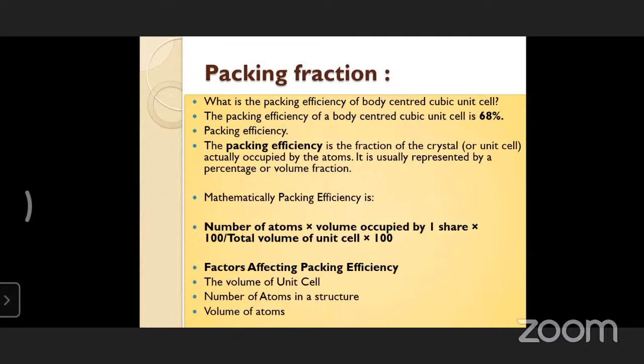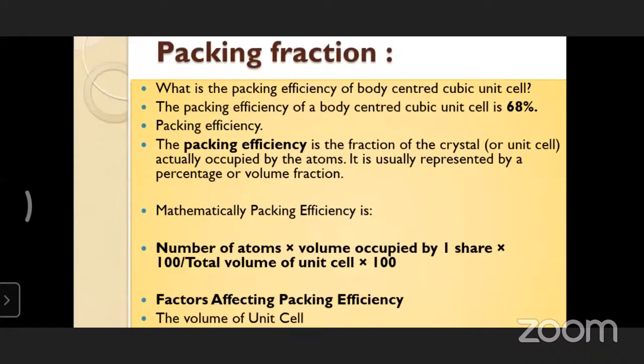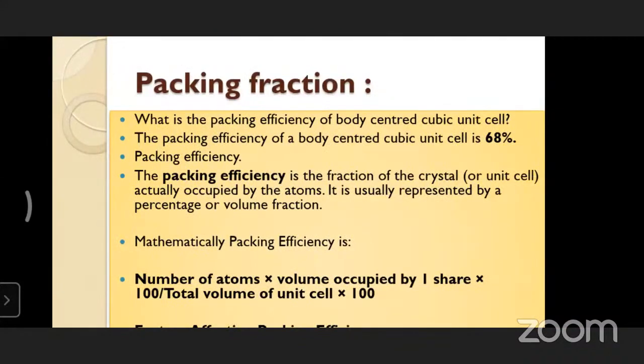Okay, fine then. What is meant by packing fraction in a unit cell? Packing, you know very well, is how much we are going to fill in any box or container, how much we are able to pack into it. Fraction means how many atoms, molecules, or ions get filled into the given container. Here the container we are considering is a unit cell.